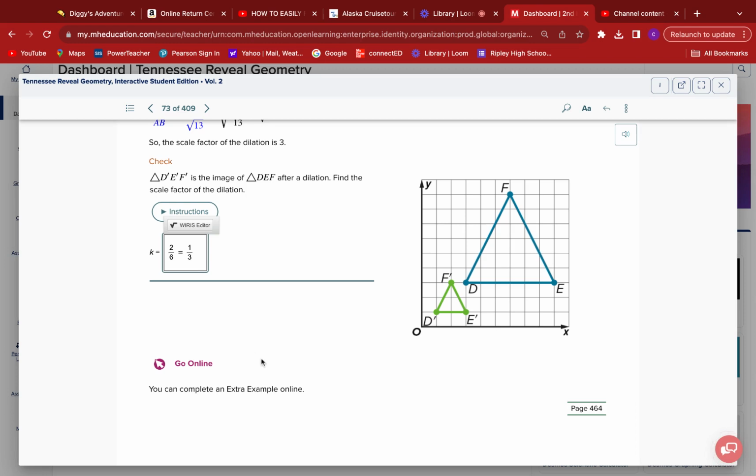All right. So if you have any questions, ask me or ask your teacher. Let me know what I can do for you guys. Scale factor is not hard, really. It's just a lot of multiplication and division. You just got to watch out if it's in a reduction or if it's an enlargement.